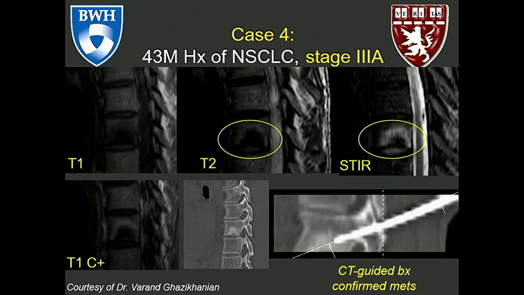So this was ultimately biopsied given the concern that we raised. And you'll see on the CT scan that there actually is an associated sclerotic lesion, which is contributing to the low signal intensity of the lesion throughout.